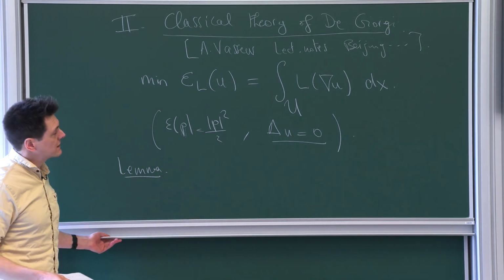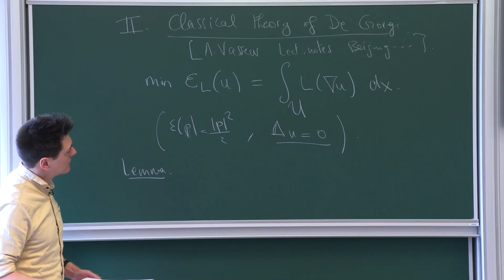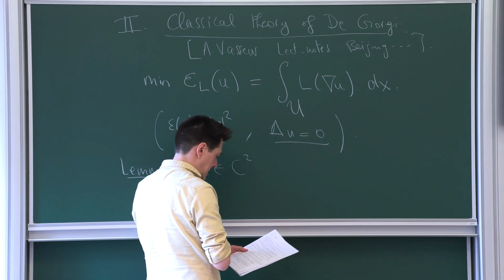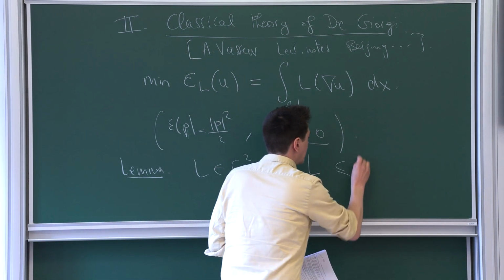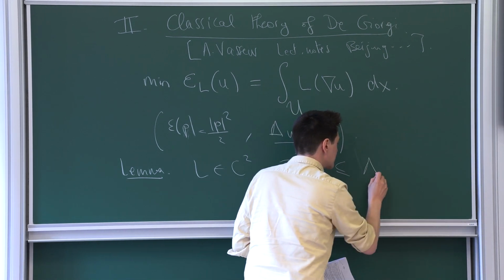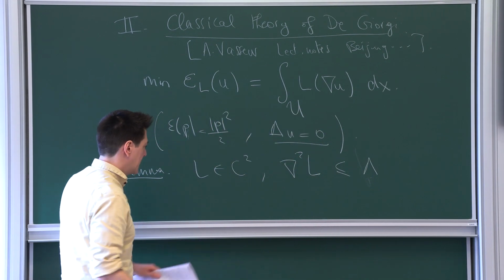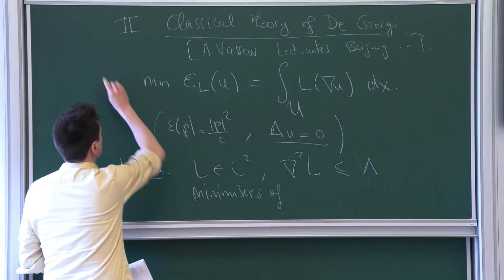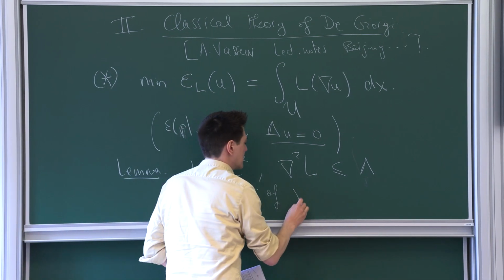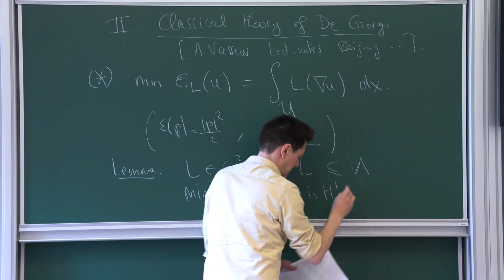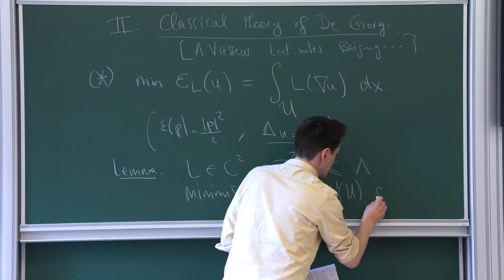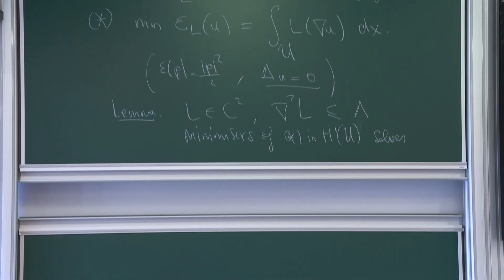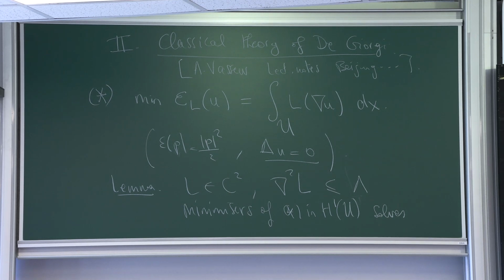the first statement I will state and prove is very easy, and then it will go with an increasing level of difficulty. The first one is to say that if L is C2 with a bound on the second order derivative, then minimizers of that problem in H1 are solutions to the following Euler-Lagrange equation that we were going to work on.